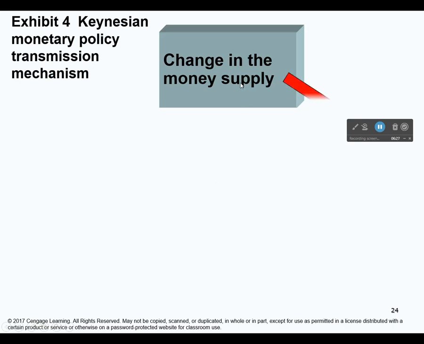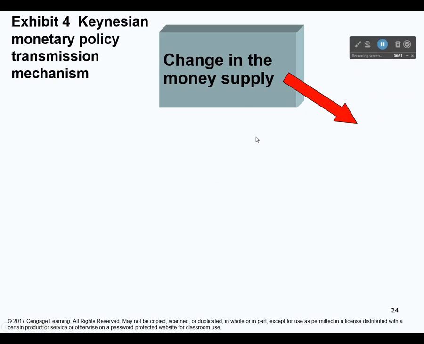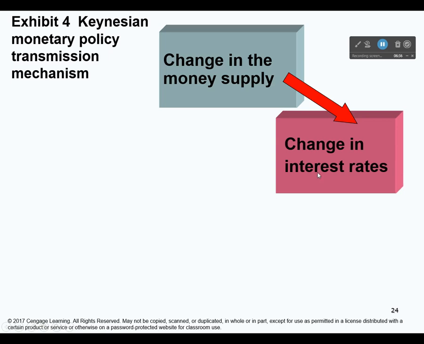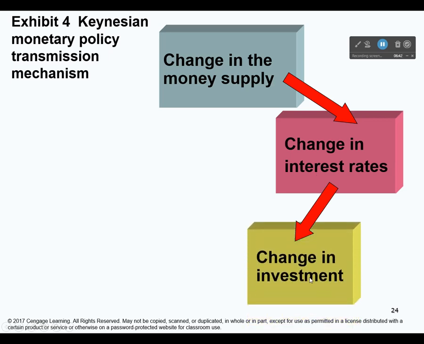You get a change in the money supply. We're going to move that box. Okay. That causes a change in interest rates, and we've explained on the prior slides how that happens. That change in interest rates changes investment. So if interest rates go up, investment spending will go down.